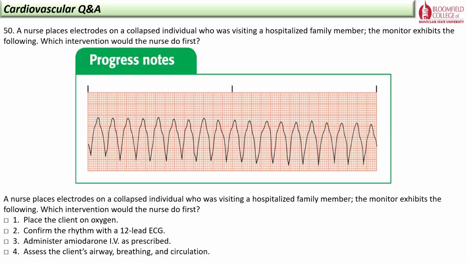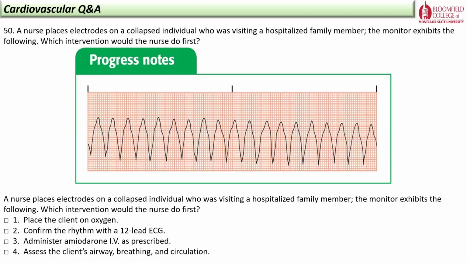Now, question number 50: a nurse places electrodes on a collapsed individual who was visiting a hospitalized family member. The monitor exhibits the following. At first glance, you look at this, it's VTAC, right? So the rhythm is experiencing a VTAC.